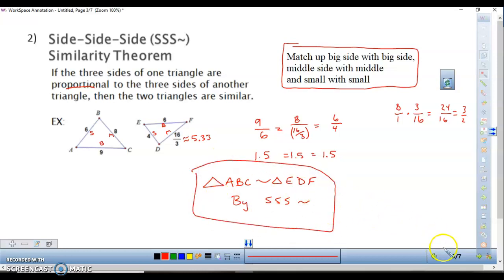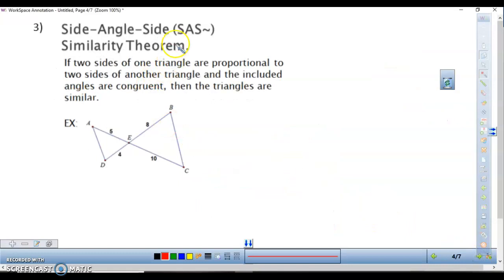Booyah. There we go. And the last shortcut is side angle side. All right. Now in this case, we need 2 sides of one triangle proportional to 2 sides of another, and the included angle. Remember, included means between those sides we referenced, are congruent. So check it out. I also had to be really careful, just like in that previous problem. I'm going to do big over big and small over small.